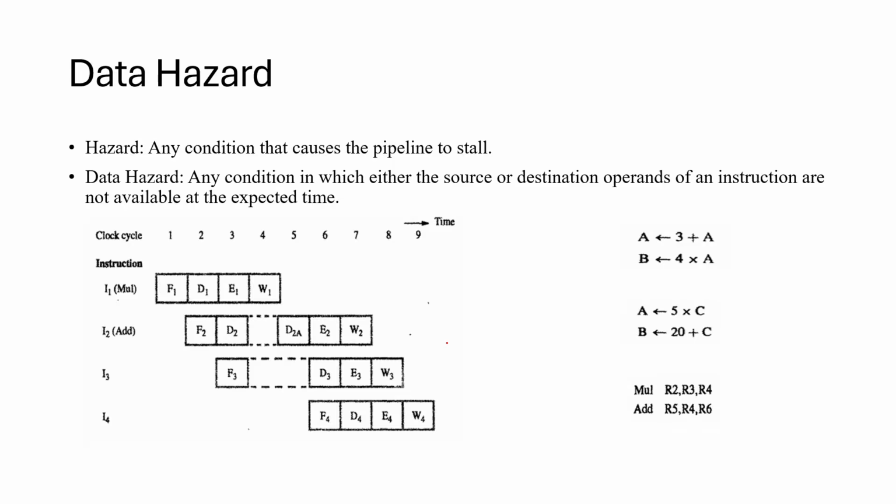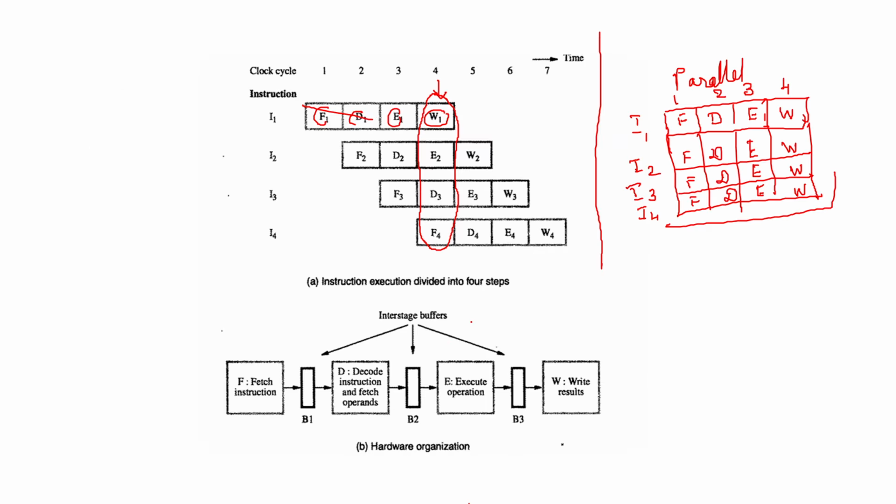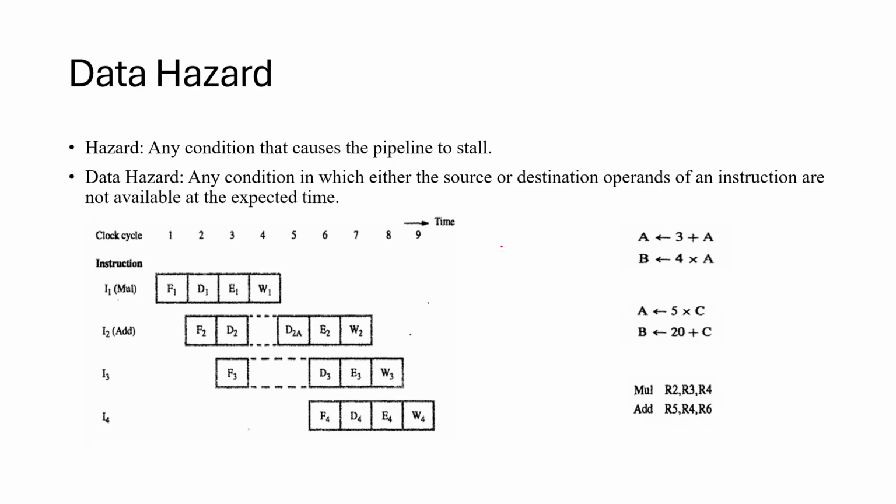What are the issues in pipeline? The first one is the data hazard. Before we discuss the data hazard, we see what is a hazard. Any condition that causes the pipeline to stall due to some issues. Any of the stages in the pipeline is idle in some situation; it is not doing any operation. The pipeline is idle. That is called a stall. Any condition that causes the pipeline to idle or stall is called a hazard.